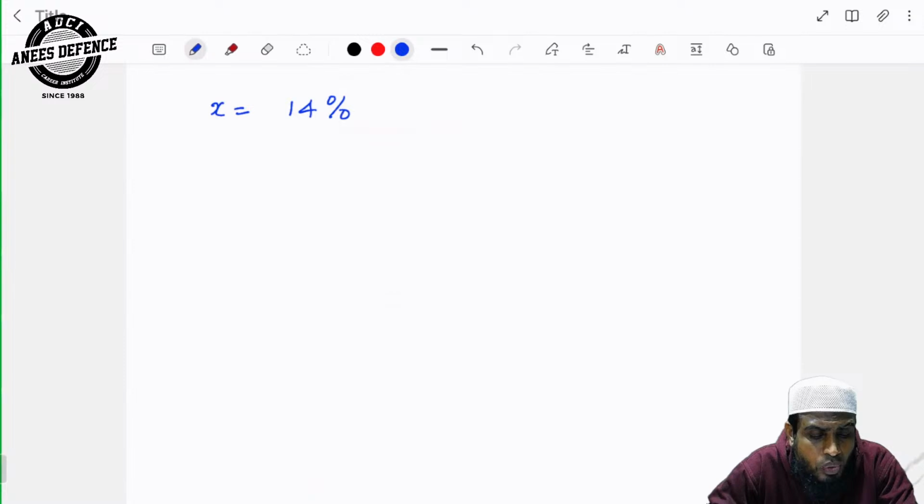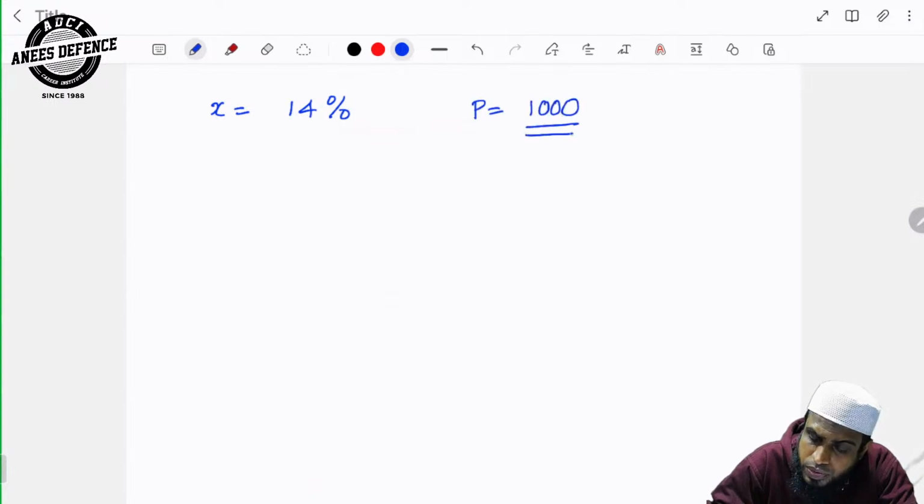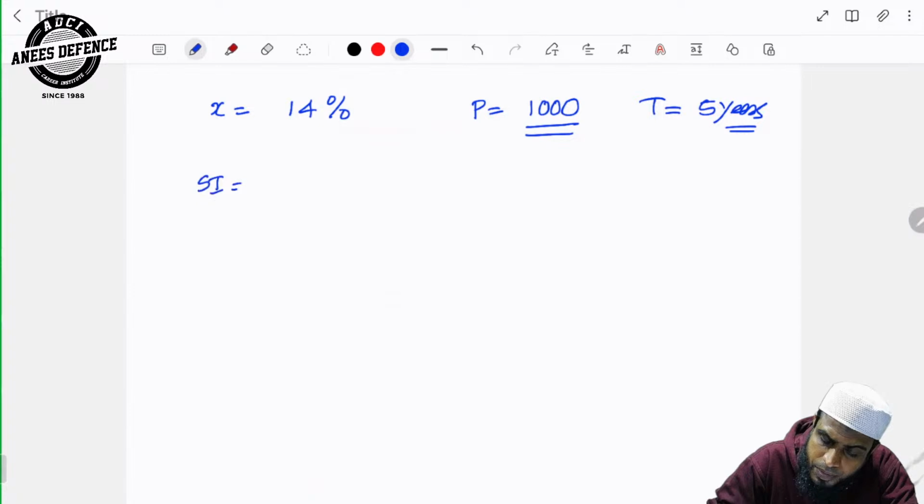A sum of rupees 1000 is invested in this scheme for 5 years. So the principal amount invested is 1000 and the total time is 5 years. So what is the total interest generated? Simple interest means P R T by 100.